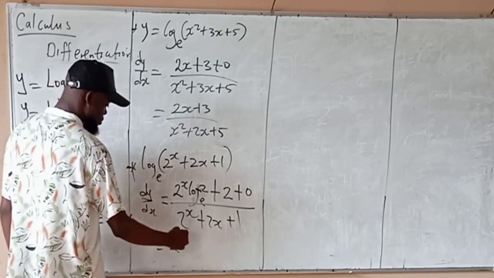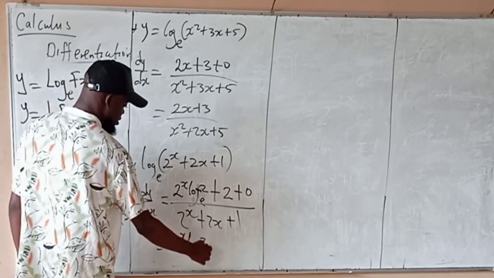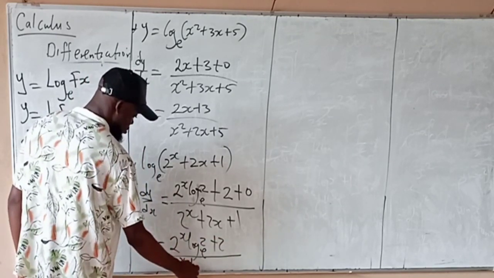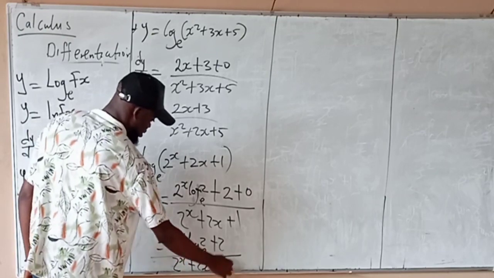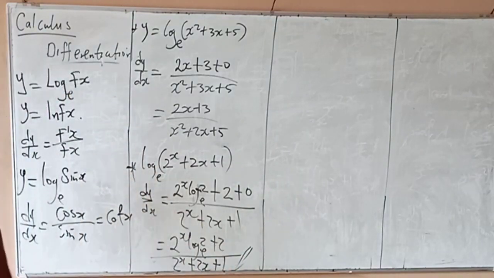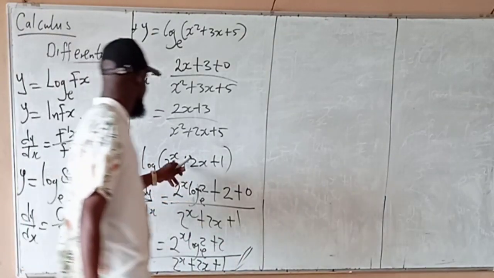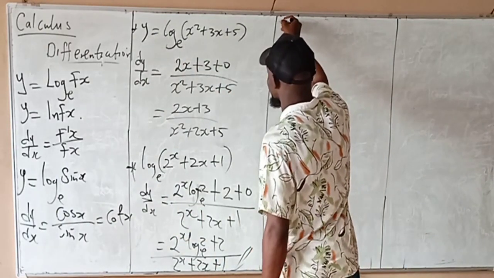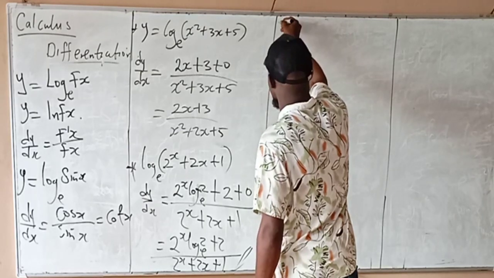That gives us 2 to the power x log 2 to base e plus 2 over 2 to the power x plus 2x plus 1. Answer. That is the answer. Just differentiate the front divided by that same front. So let's say we have this case. Okay, let me just do one more.